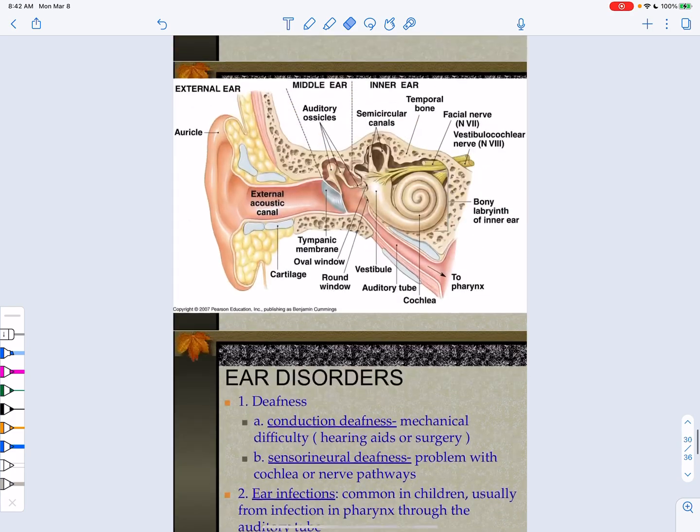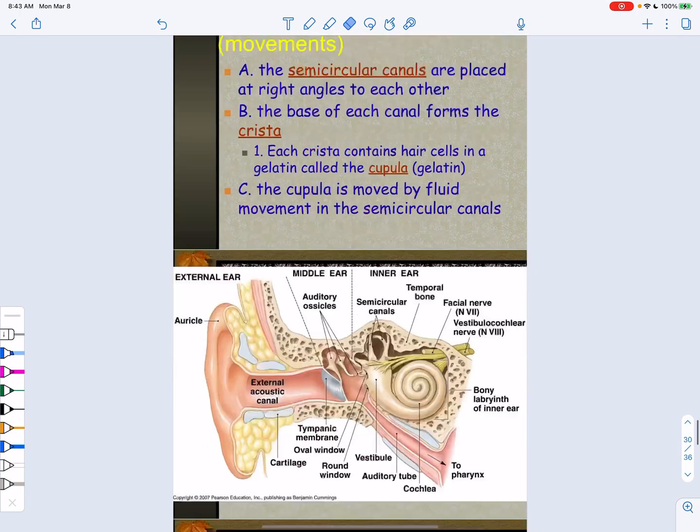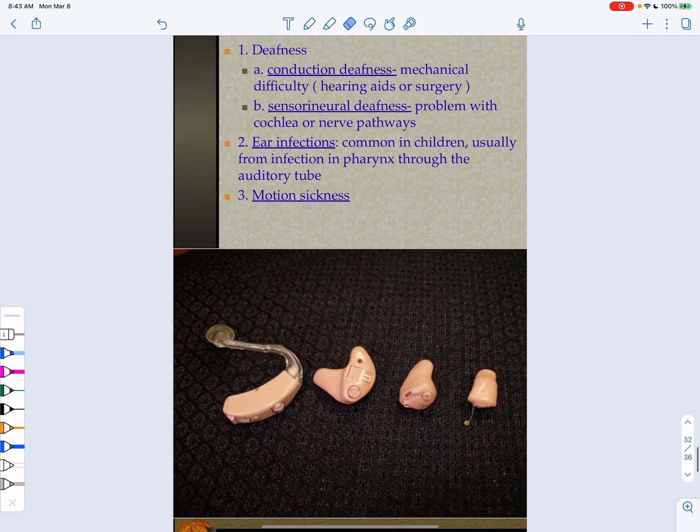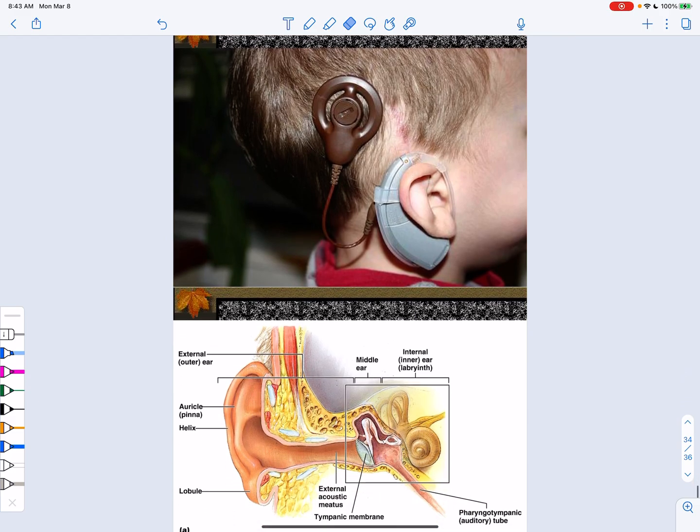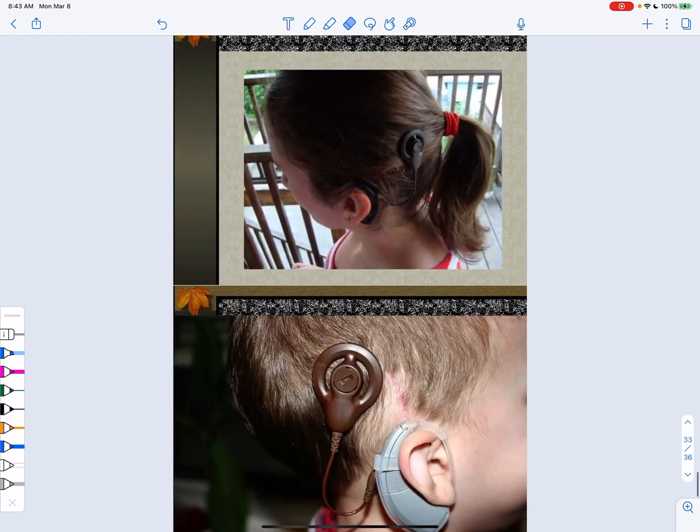Okay, so this concludes our special senses. We've gone through our balance. I've now covered ear disorders, which I need to throw into the mix of things.